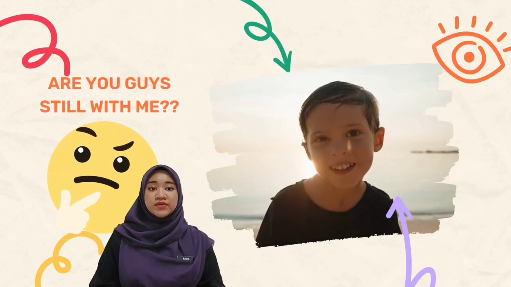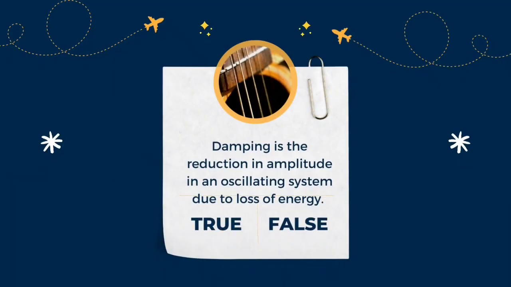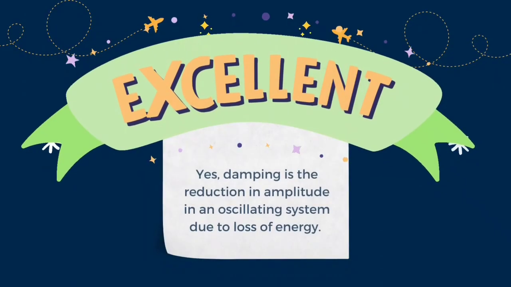Are you guys still with me? Now let's try to answer the question related to our topic. Now, let's answer the true or false question. Damping is the reduction in amplitude in an oscillating system due to loss of energy. True or false? The answer is true. Good.